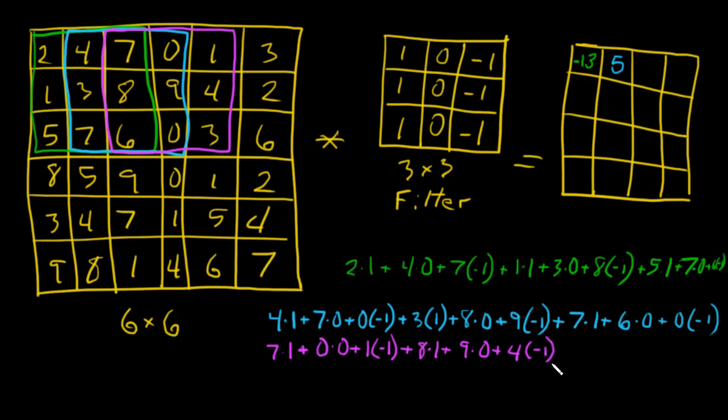Last one, 6 times 1 plus 0 times 0, and then finally plus 3 times negative 1. Okay, so I'm going to get a value of 7 plus 0 minus 1, so 6, plus 8, 14, plus 0, minus 4 is 10, plus 6 is 16, minus 3 is 13. So I'm going to put a 13 up here.